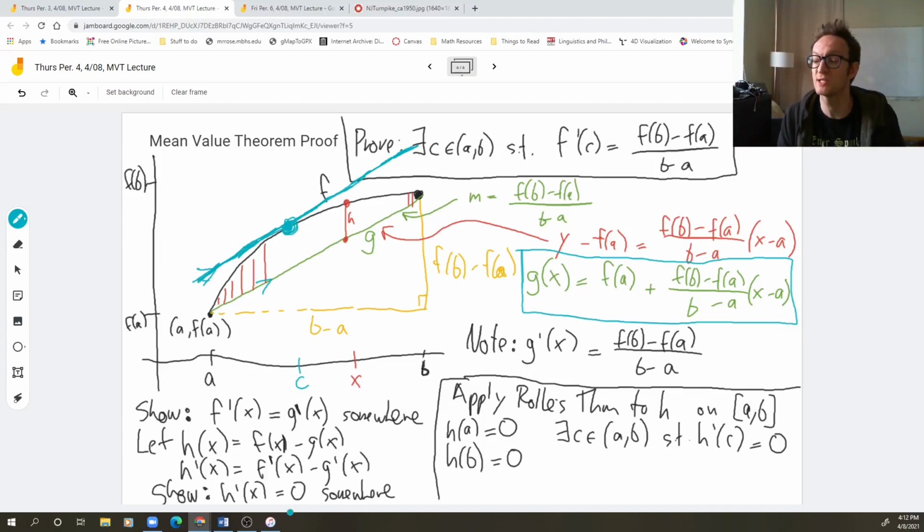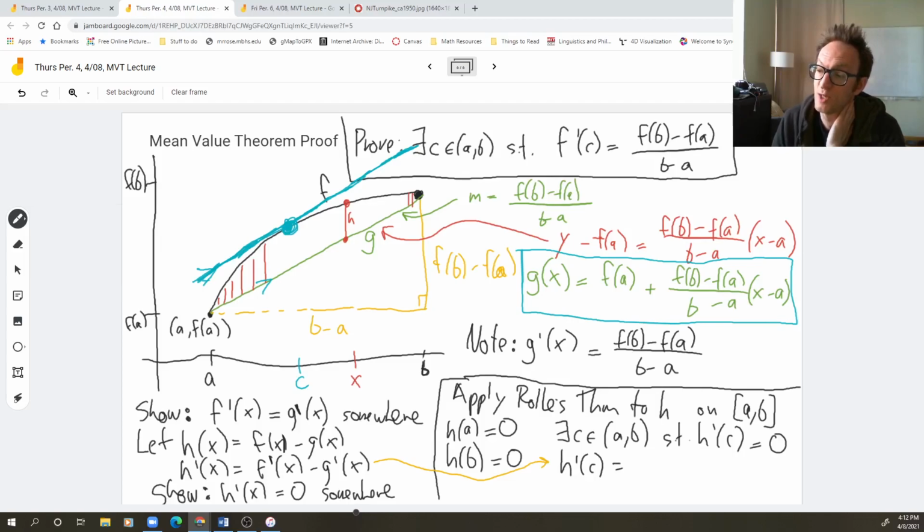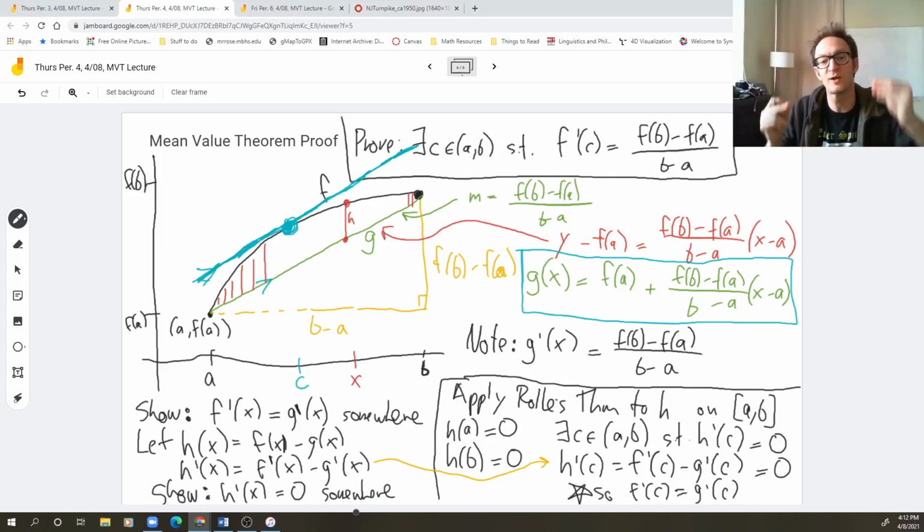And now that I've shown that there's this place where h prime of C is 0, then I know that I have my point because, of course, let's see, I guess the simplest thing to do is just take this line right here. What is h prime of x? It's f prime of x minus g prime of x. And so if h prime of C is 0, then that means that h prime of C, which is just f prime of C minus g prime of C, I've just shown that that is 0. And so f prime of C equals g prime of C. And so I have, in fact, found a place in which the f function and the g function have the same derivative. And that completes the project because I've now shown that there's this point where the derivative of f is equal to the slope of the green line.